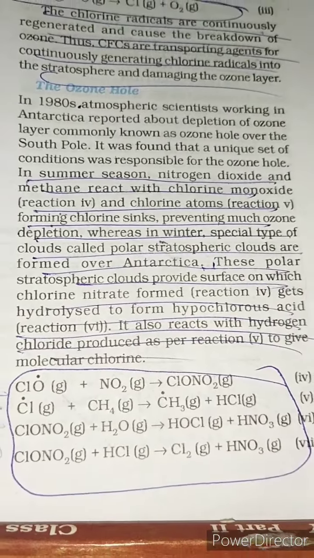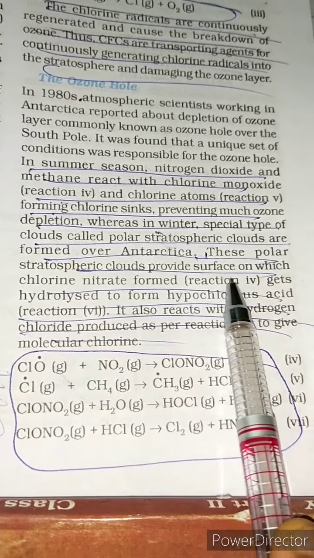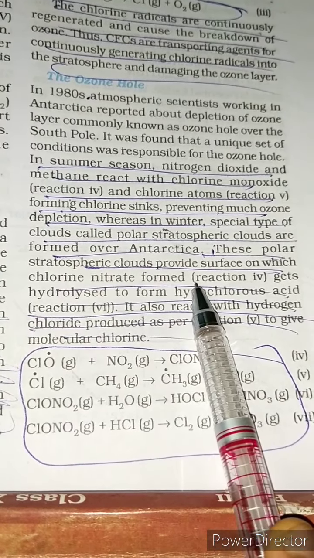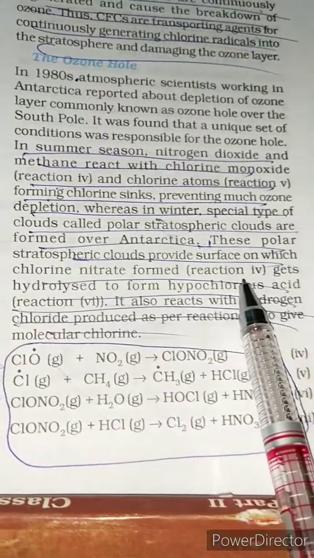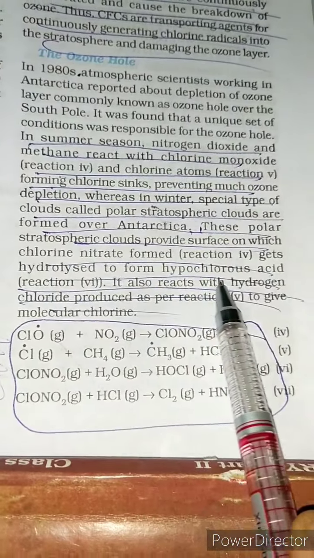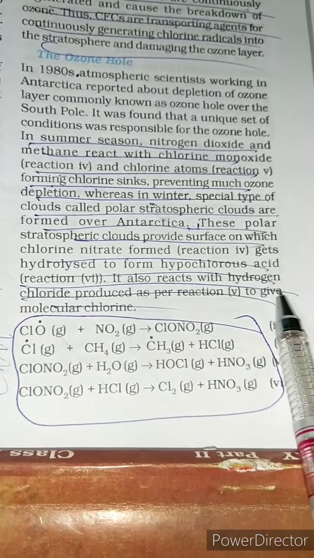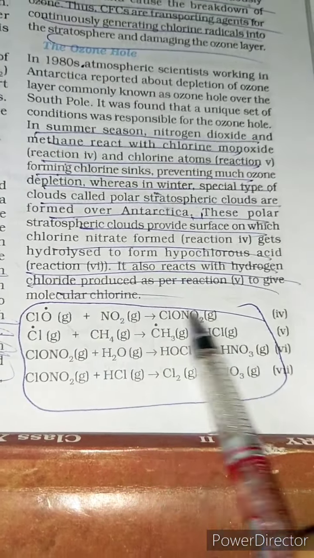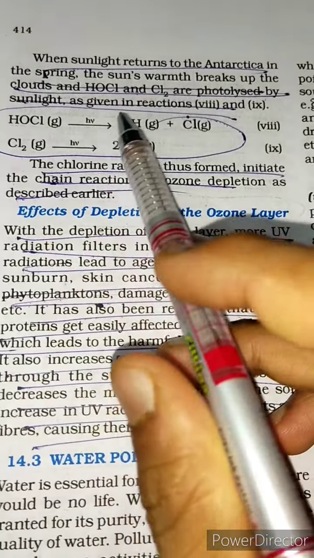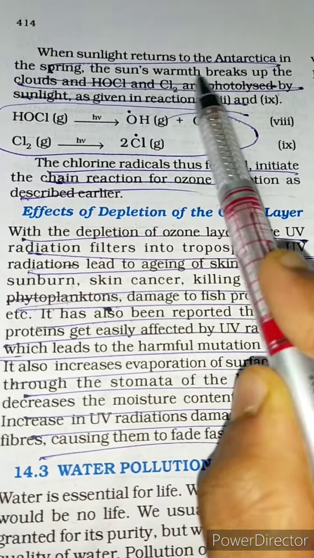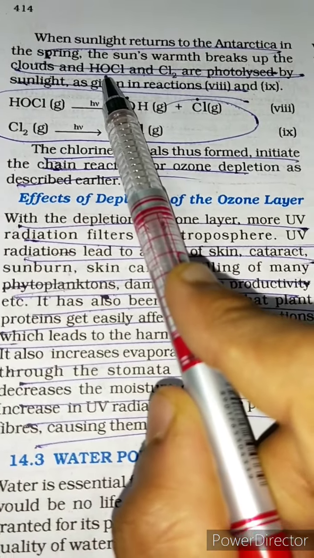These polar stratospheric clouds provide a surface on which chlorine nitrate, formed in reaction 4, gets hydrolyzed to form hypochlorous acid. In reaction 6, it reacts with hydrogen chloride produced as per reaction 5 to give molecular chlorine. This is the reaction of that, just read it. Okay.